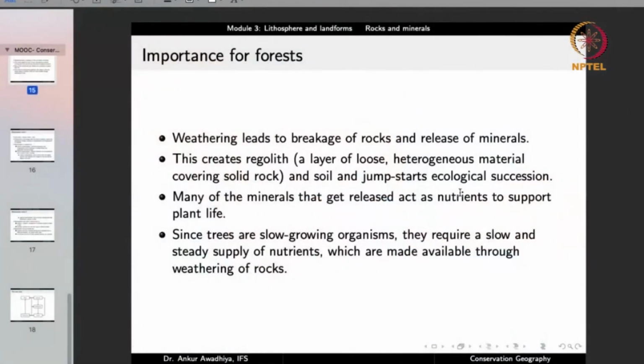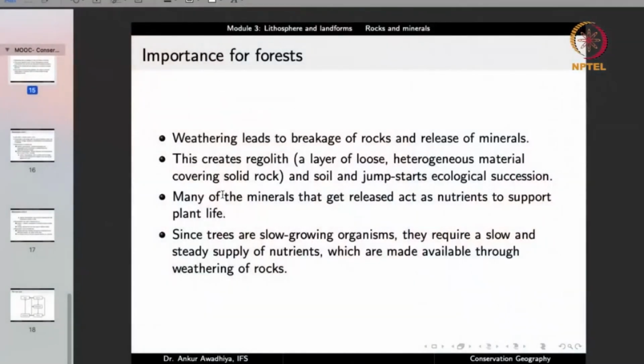It also creates regolith, which is a layer of loose and heterogeneous material that covers the solid rock and soil, and it starts the process of ecological succession. Many of the minerals that get released act as nutrients to support plant life, and especially trees, because trees are slow growing organisms. They require a slow and steady supply of nutrients, which is made available through the weathering of rocks. So when the rocks get weathered, the minerals become available for the plants.